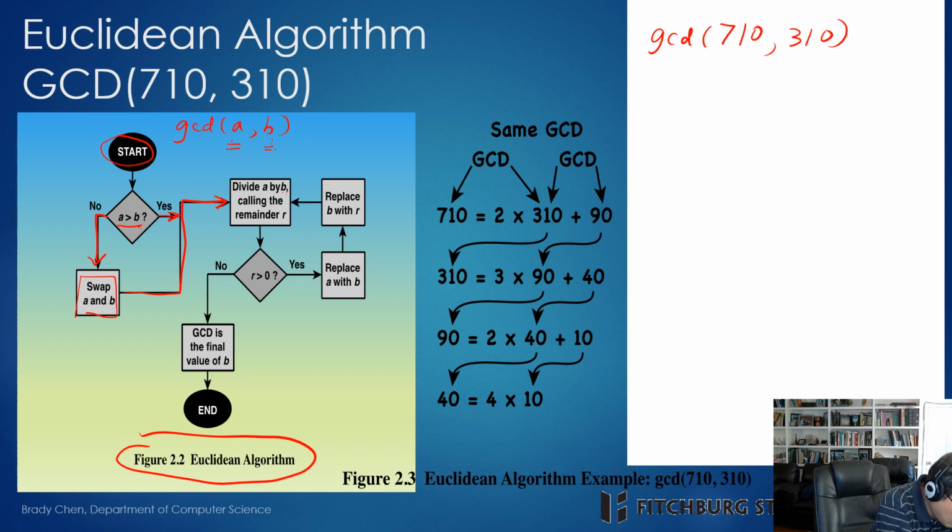When we divide A by B, we get a remainder R. If the remainder is greater than zero, that means B cannot completely divide A. Then what we do is replace A with B, and replace B with R.